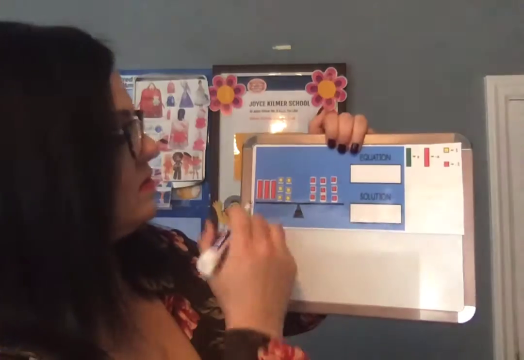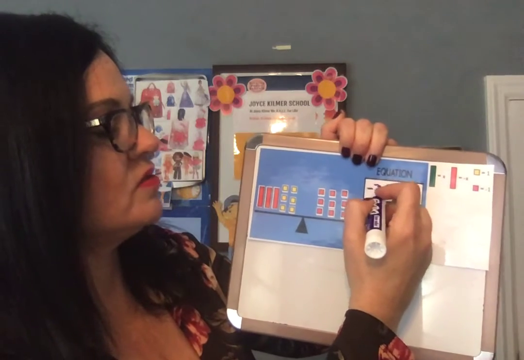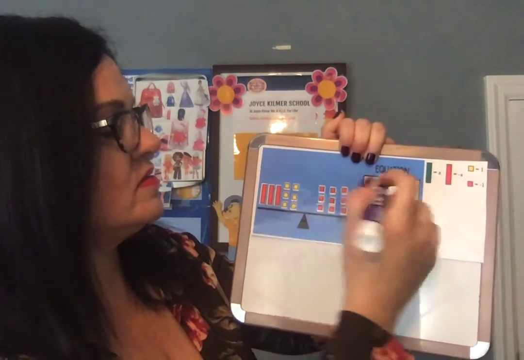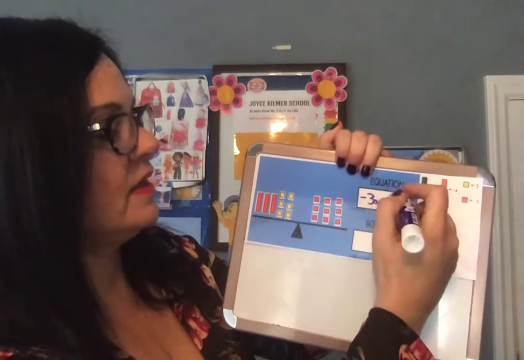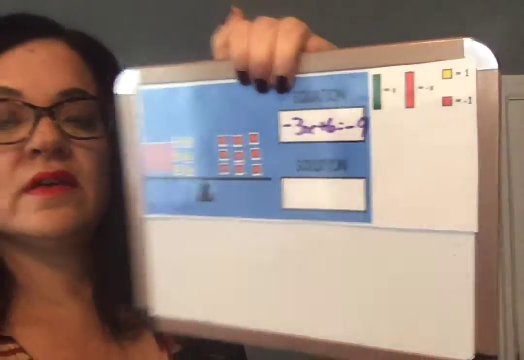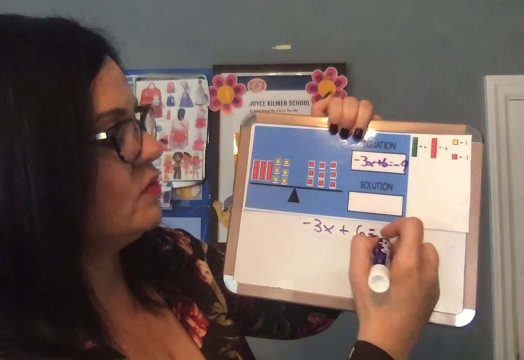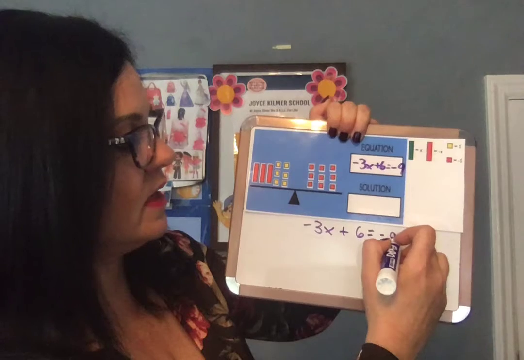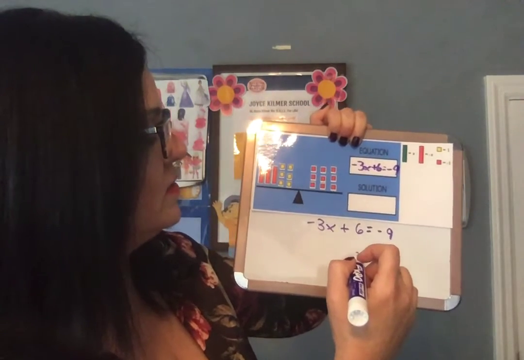Here's another example, and it may look like this. We have 3 red longs, so we have negative 3x because it's red, plus 6 equals negative 9. Okay, negative 9. So that's our equation. And go ahead and solve that. Negative 3x plus 6 equals negative 9.